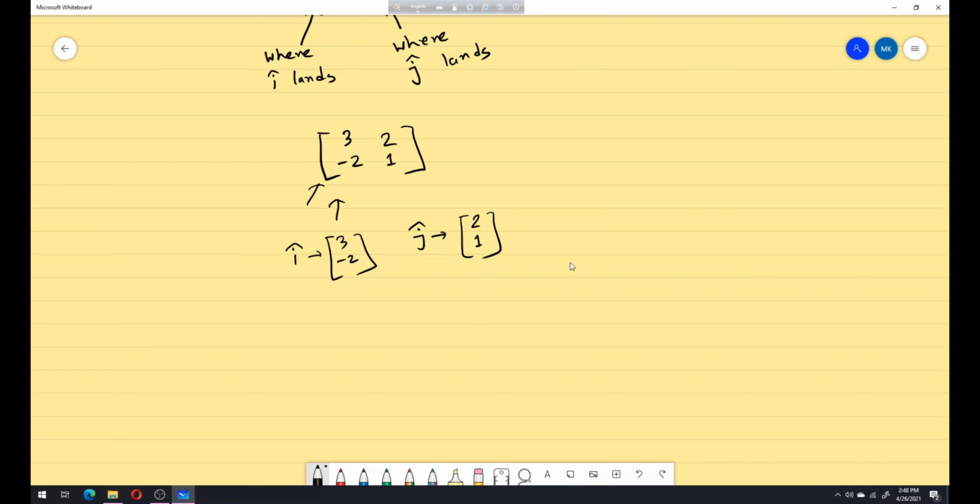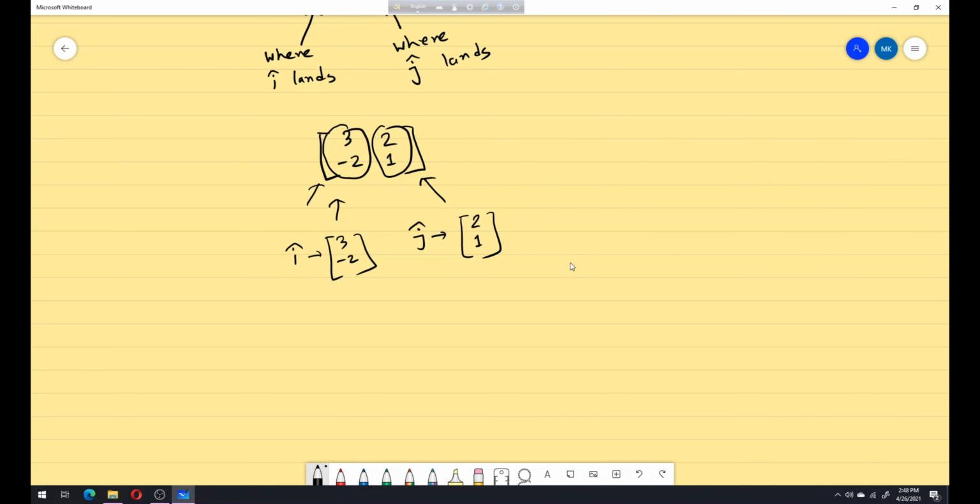Okay, so this is the main functionality, as I was saying. Matrices are basically tools for linear transformation, where the columns describe where the basis vectors would land.